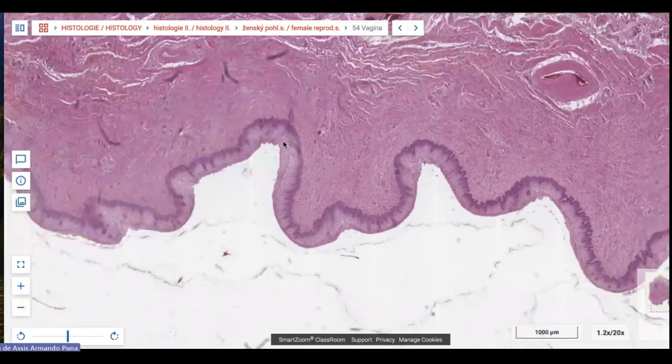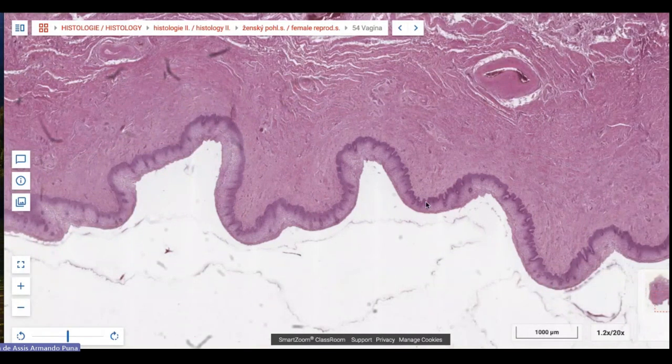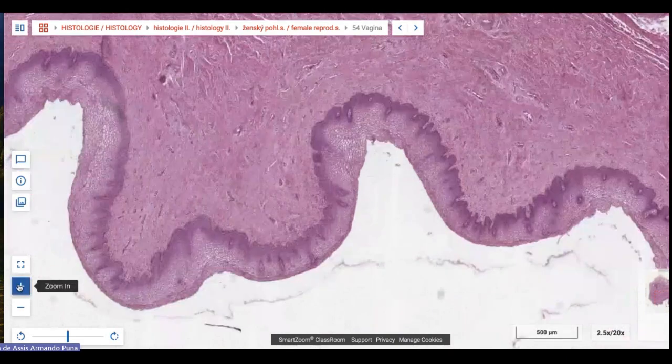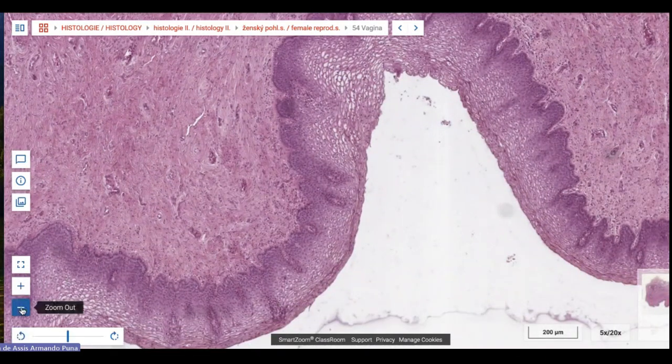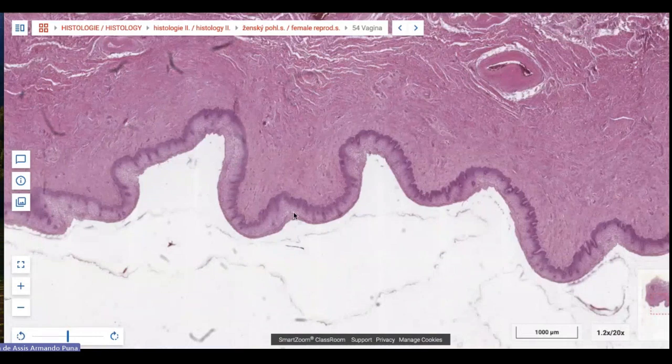You have proliferation of this epithelium. It's going to become very thick, full of glycogen, protecting the vagina from pathogens. Once you have the progesterone phase in the ovaries or the secretory phase in the uterus, you have desquamation of this epithelium. It's going to become much thinner, not thicker. So just be aware that there are changes happening in the epithelium of the vagina.